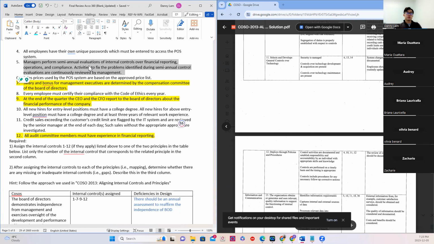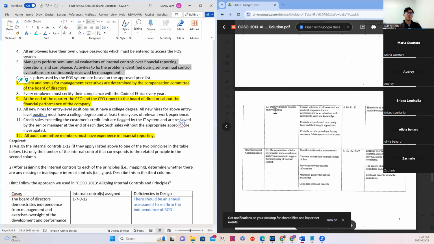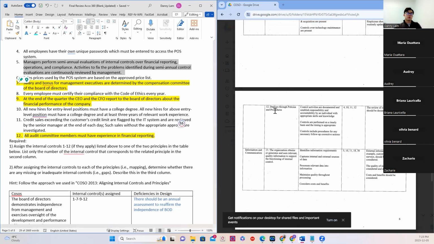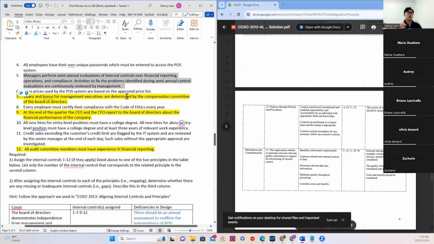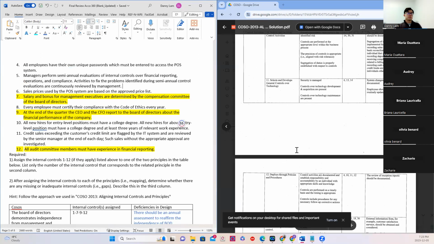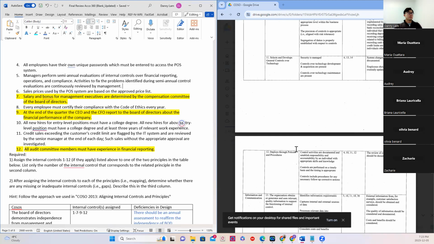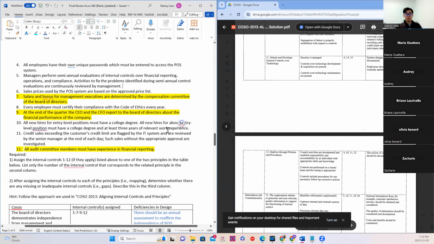Exactly. So would you think of putting it more in monitoring? Yeah. Okay. So that's why, yes, it is a control, but it's more big picture. So we're gonna leave it to monitoring, which is like looking at if the controls are working or not, at the year end or a certain timeline. So this one, sales price used by the POS system are based on the approved price list. Would that be here or no?